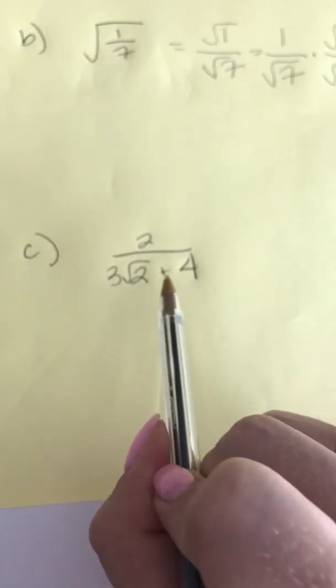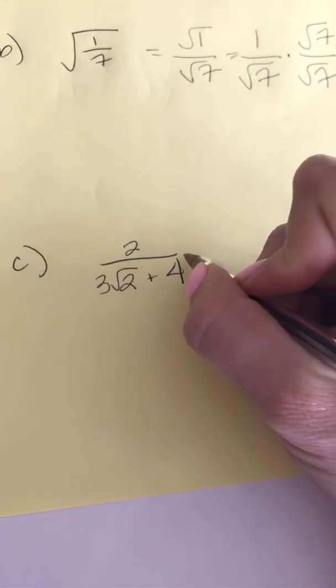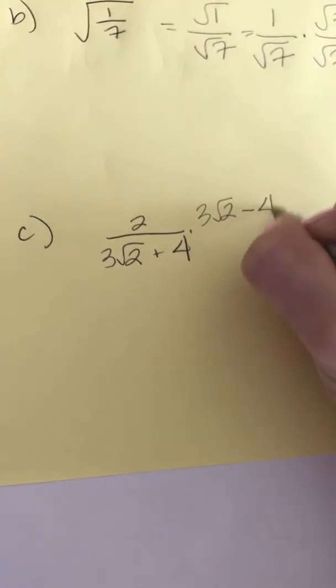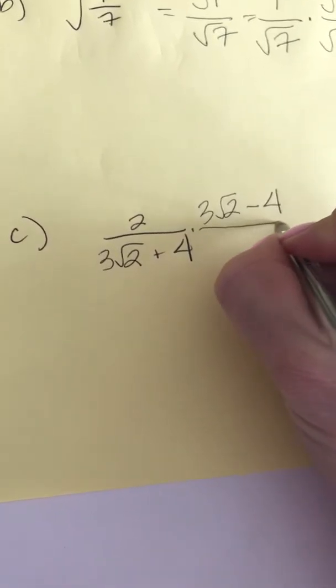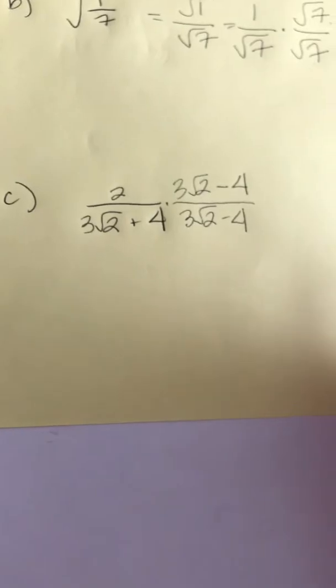Now, if you have a binomial in the denominator, what you're going to do is change this sign. If it's plus, we're going to make it minus. So instead of writing 3 root 2 plus 4, I'm going to put 3 root 2 minus 4 over 3 root 2 minus 4. Okay, this is the longest type of problem.